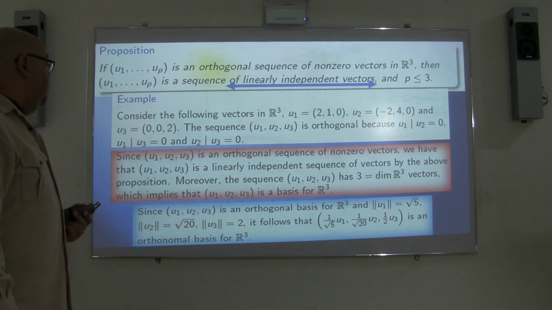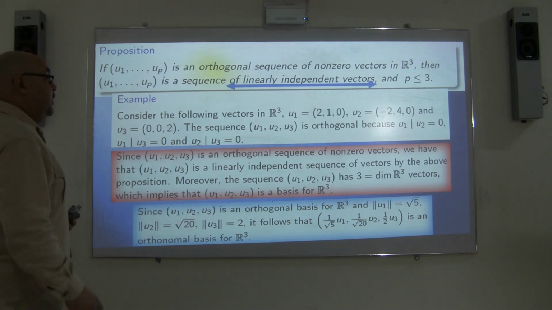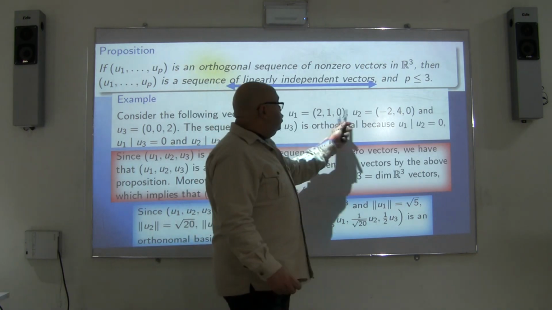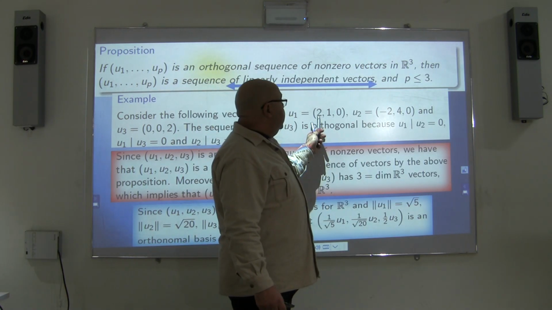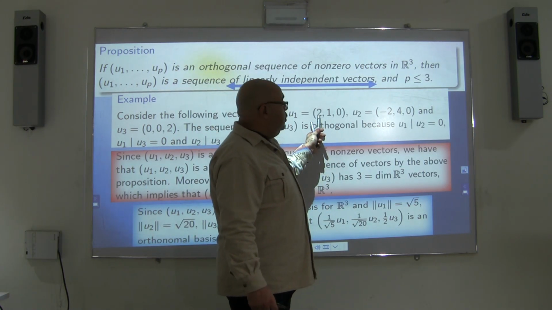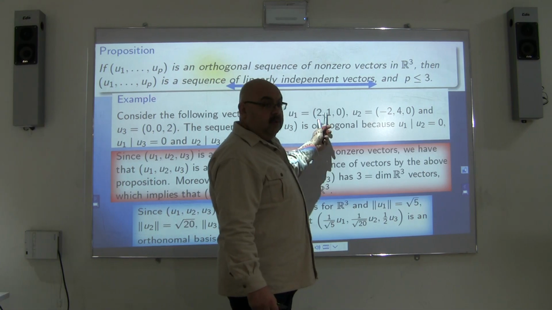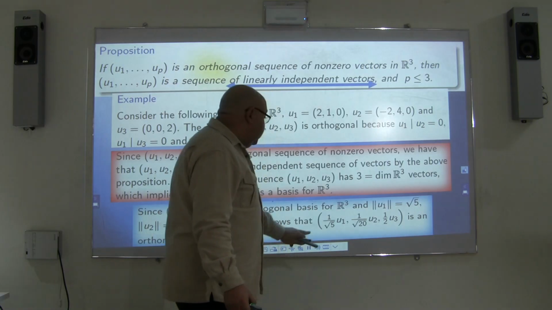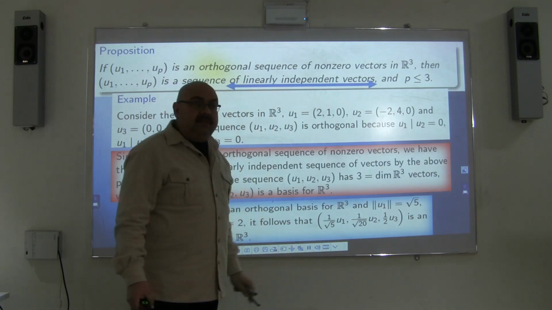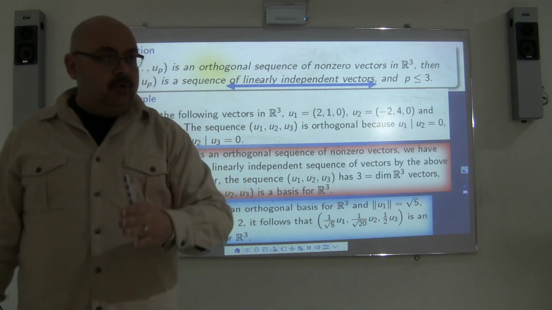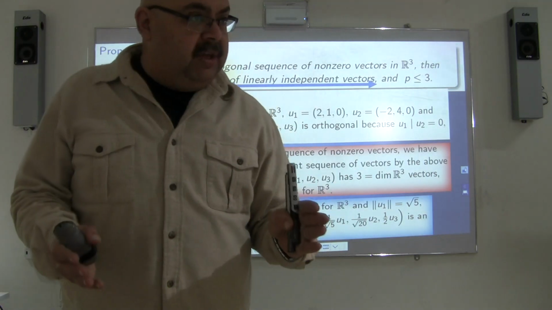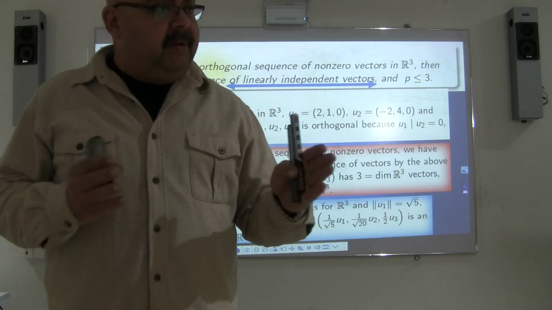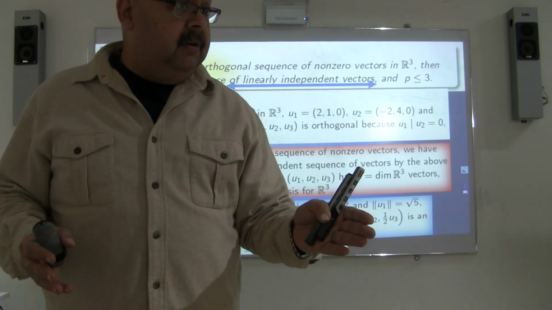Okay, since U1, U2, U3 is an orthogonal basis for R3, and the magnitude of each one of them, this is the magnitude, is going to be 4 plus 1, which is 5, under the square root, root 5. So I can get an orthonormal set. So orthogonal means orthonormal, because the difference between them is to divide by the magnitude of these vectors. Are you with me?